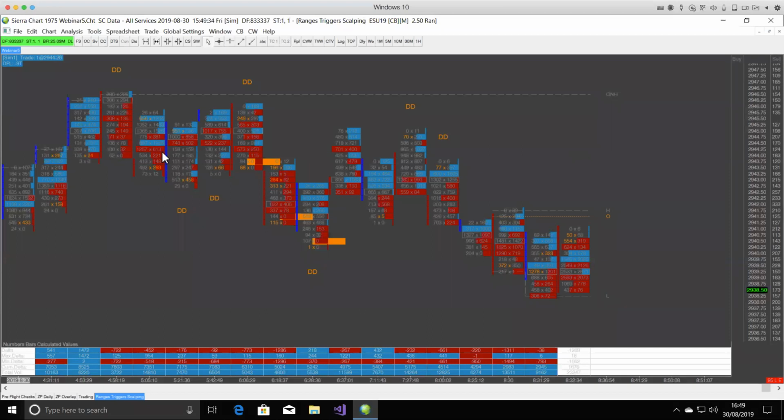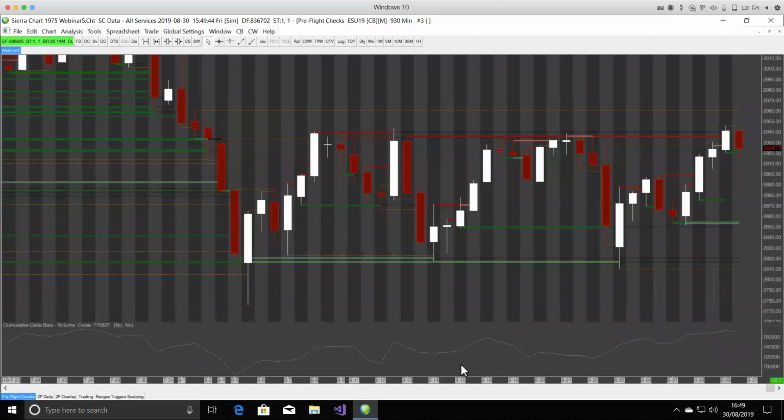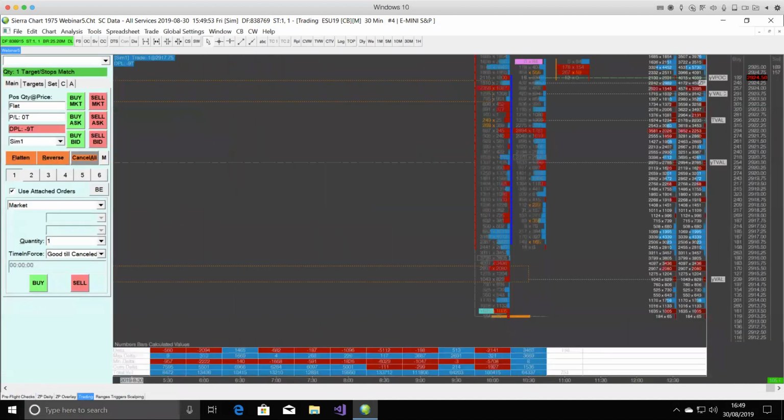So we can use Delta Divergence Pro to start to look at what's happening in delta without interpreting the numbers as we go across a range, in a similar way to the way in which we're looking visually at the cumulative delta on our pre-flight check chart. So that covers off congestion areas.